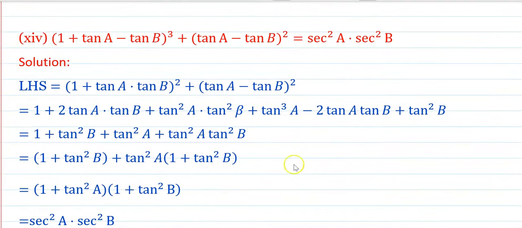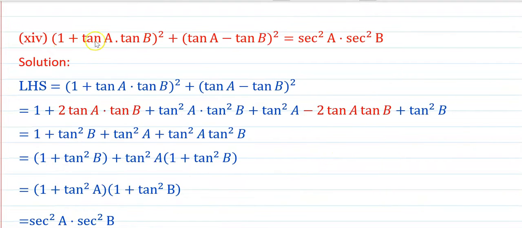Okay. Now the next problem. 1 plus tan a into tan b bracket square plus in bracket tan a minus tan b bracket square is equal to sec square a into sec square b. Now consider the LHS. In bracket 1 plus tan a into tan b bracket square plus tan a minus tan b bracket square.